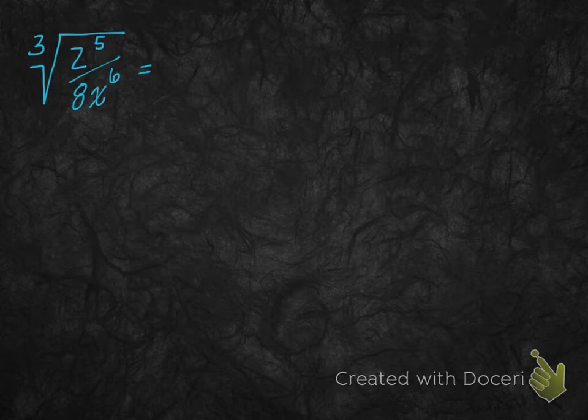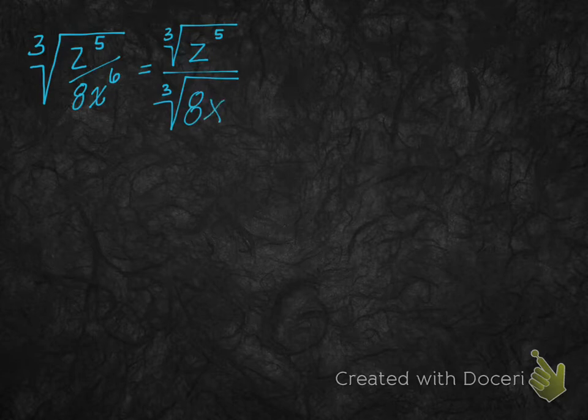So the first thing we want to do is deal with the fraction independently, and the rules for radicals allow us to do that. So I can just look at the cubed root of z to the 5th power over the cubed root of 8x to the 6th power independently.